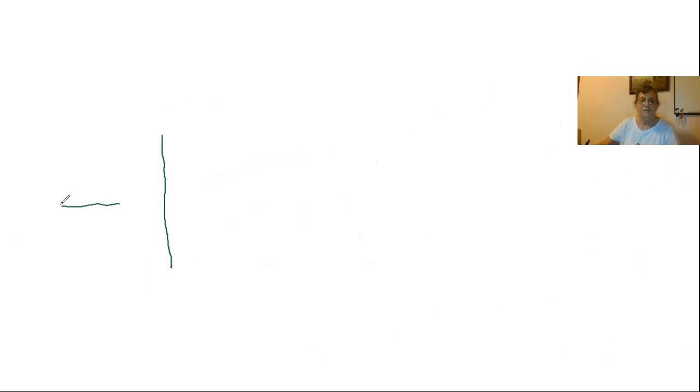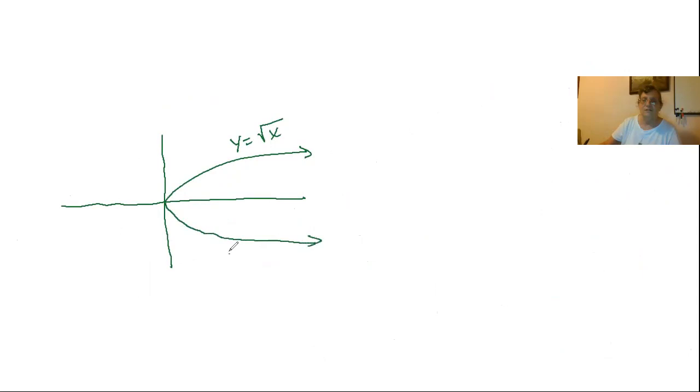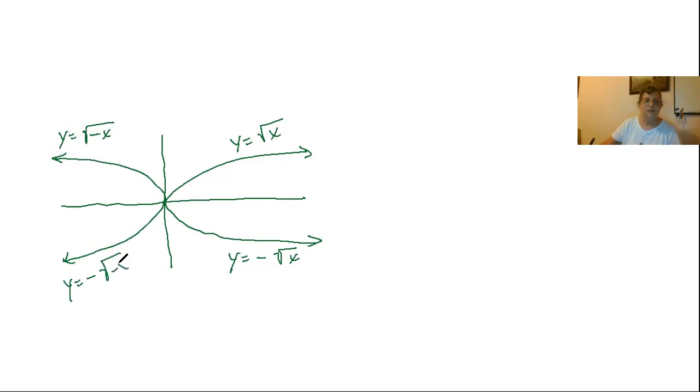So let me review that. If this is y equals the square root of x, then this is y equals the negative of the square root of x. And this would be y equals the square root of negative x. And if you want to get wild and get all of them, this would be y equals the negative of the square root of negative x.